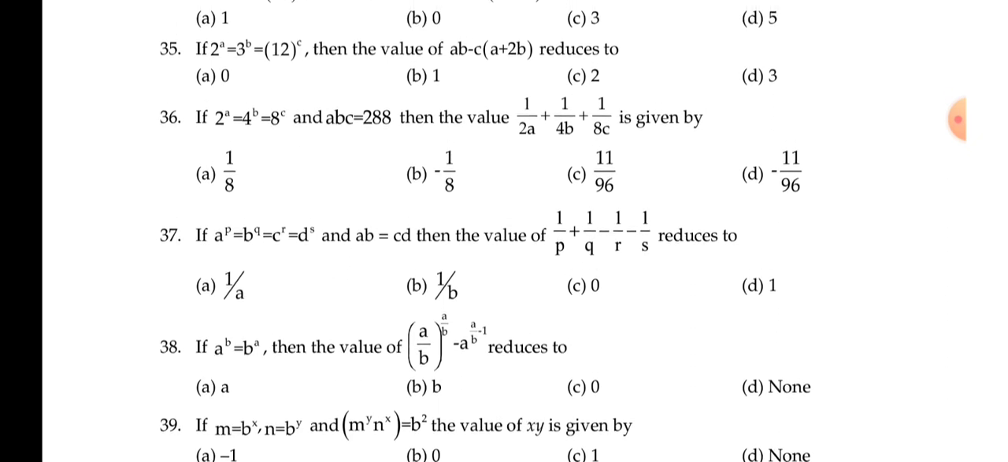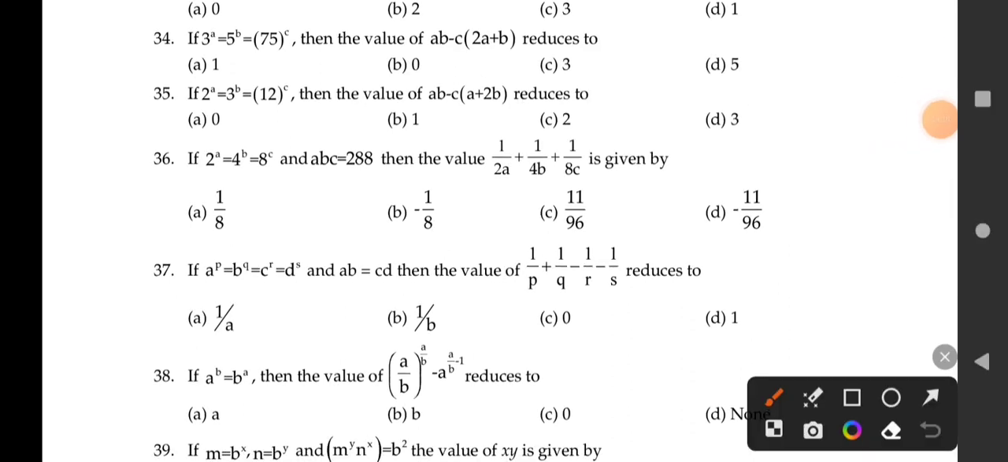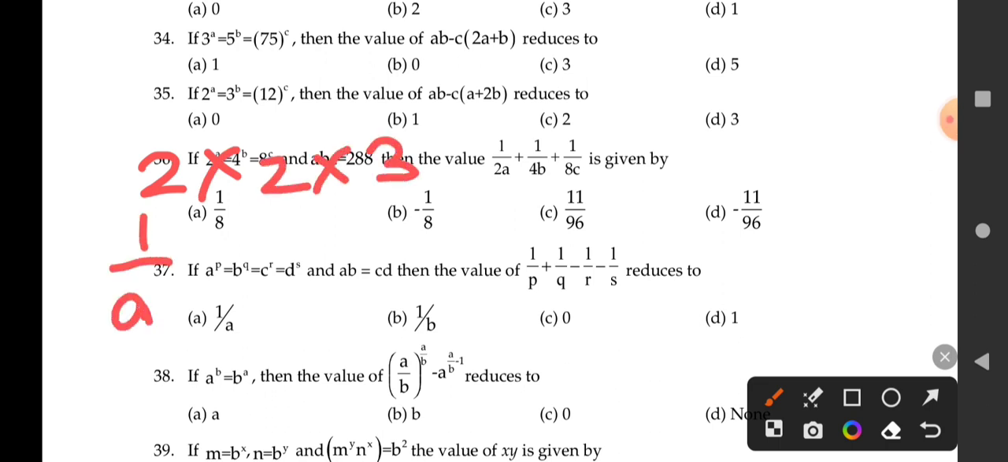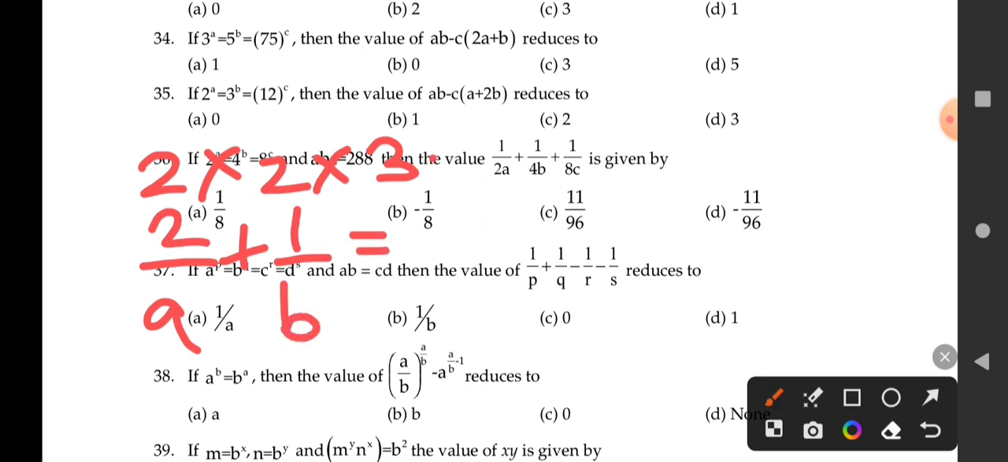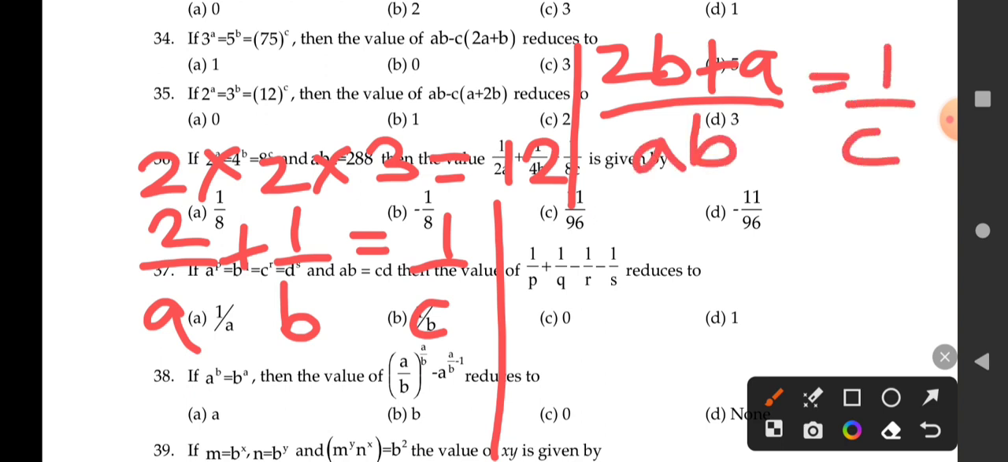Next question, question number 35. Again, it is the same similar question. What do we have? We have 2 into 2 into 3. Okay. So we have 2 by a plus 1 by b is equal to 1 by c. Simplify. What do we get? 2b plus a divided by ab equals 1 by c.